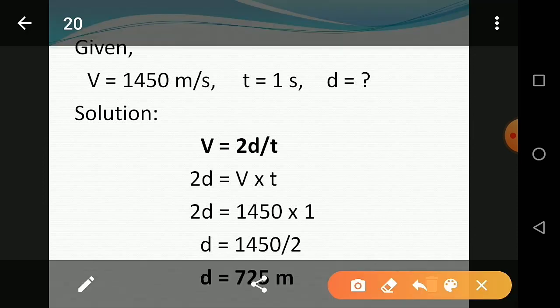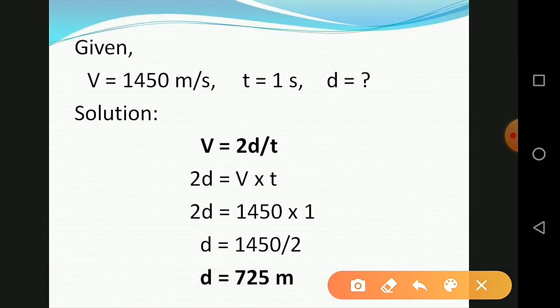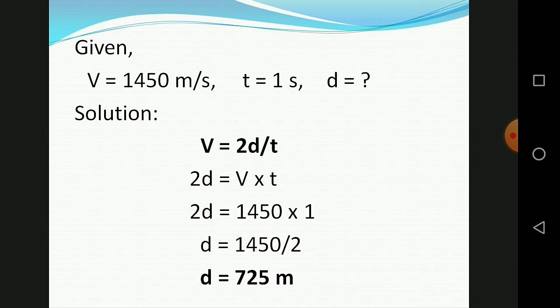We divide 1450 by 2. 1 2s are 2, 7 2s are 14, and then 2 2s are 4, remainder 1, then 1 and 0 makes 10, and 5 2s are 10. So the value is d is equal to 725 meters.